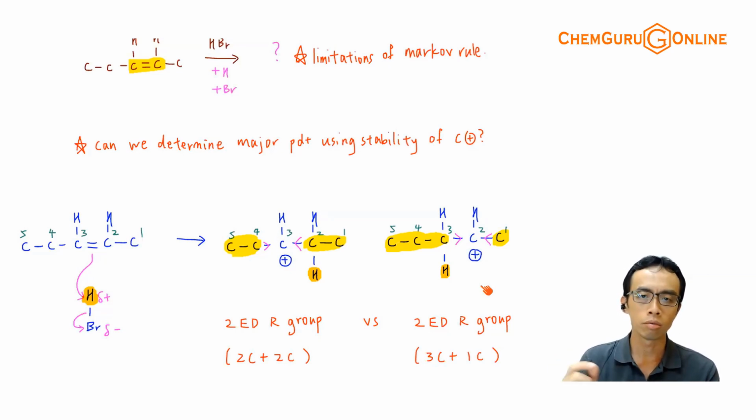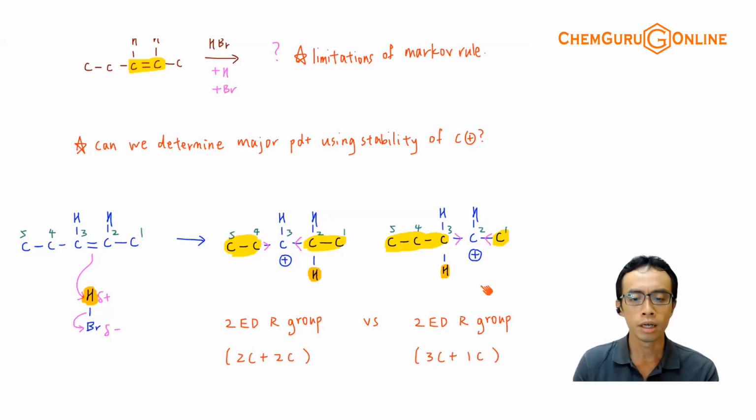The bigger the R group, the more donating it will be. So a one-carbon group is less donating than a two-carbon group, and a two-carbon group is less donating than a three-carbon group. The more carbons we have, the more electrons to donate. So we can still take that into consideration and see which one is more stable.